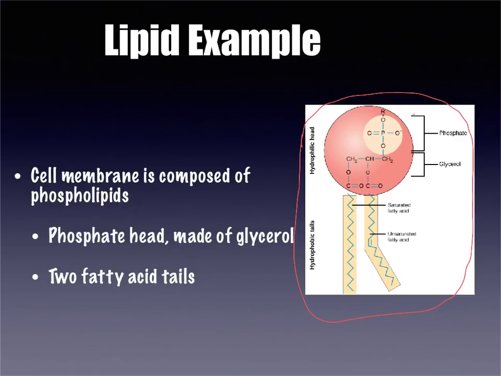This top part right here is made up of a phosphate group and a glycerol molecule. This part is polar, or hydrophilic, water-loving. And this part down here, these are the two fatty acid tails, chains of carbons and hydrogens that compose this part of it. And this is hydrophobic, meaning it does not like water.